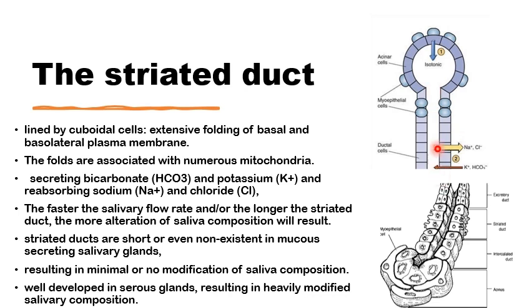In glands where it is mostly mucinous, like for example the sublingual glands or the minor salivary glands, very little alteration to the initial saliva would happen in the striated duct because they are quite short in the mucinous types of salivary glands. On the other hand, in the serous glands like the parotid, there will be long and well-developed striated ducts, and quite a significant alteration of the saliva would happen here, giving rise to a very hypotonic saliva at the exit from the striated duct segment.